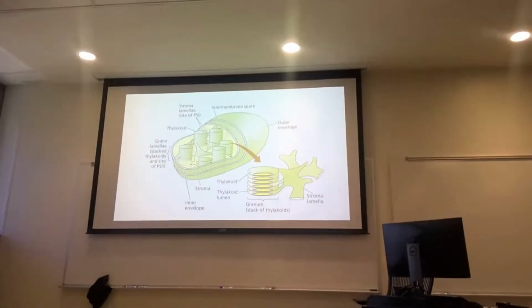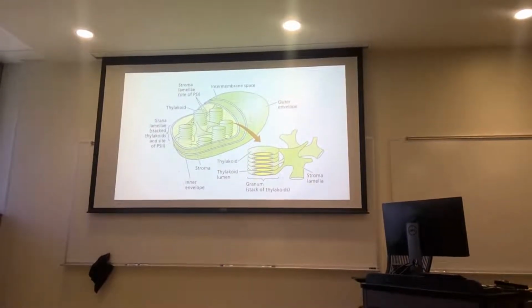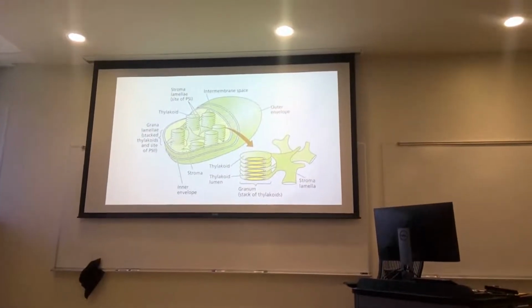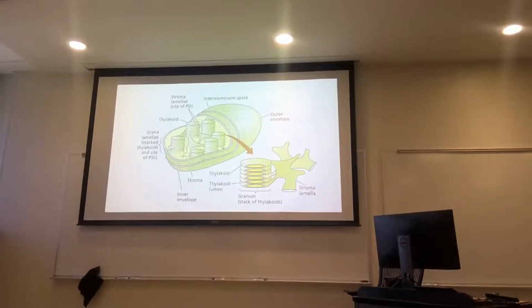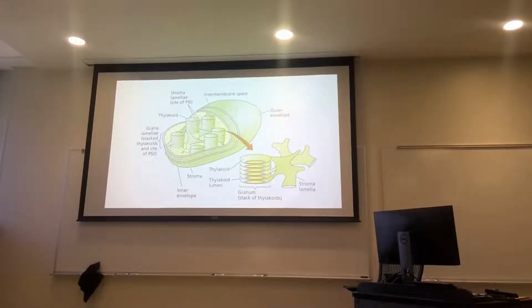So, thylakoids, and then lumen, then granum is the stack of thylakoids, grana is just multiple stacks of thylakoids. And then all of these things that are not inside of the thylakoids, but still within the double membrane, that's the stroma.